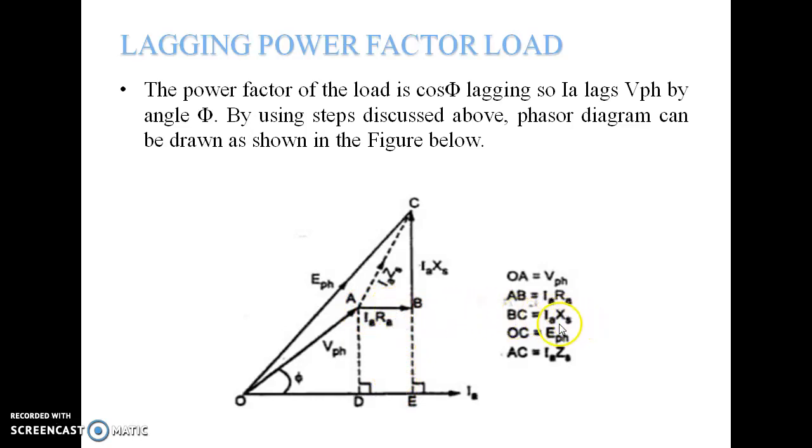BC is IAXS. See, BC is IAXS. We have already discussed in the earlier slide, and this will be the synchronous impedance drop IAZS, the resultant of IARA and IAXS. Now, OC is EPH. This is the EPH. Now, AC is IA into ZS, as we have discussed, and this is the VPH, this is the EPH.